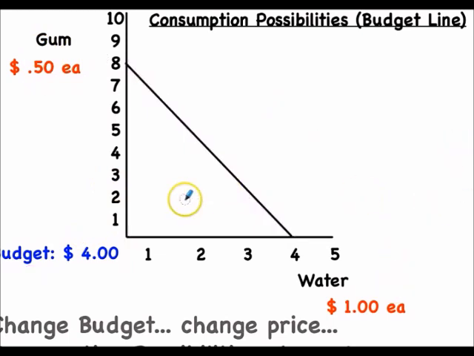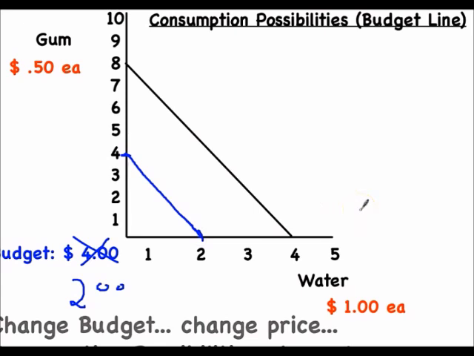These things can change depending upon 2 different things. This consumption possibilities line can change if your budget changes. So if I wind up with a budget of, let's say, $2 instead of $4, so get rid of the $4, put $2 in there, I can buy 4 gum or 2 water, which means consumption possibilities has shrunk.